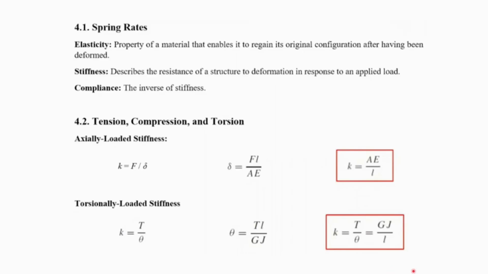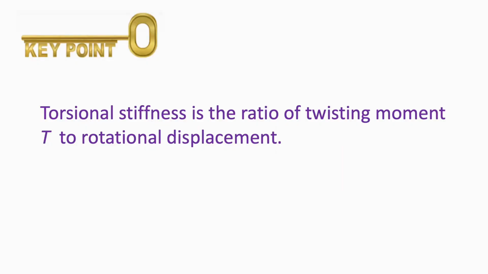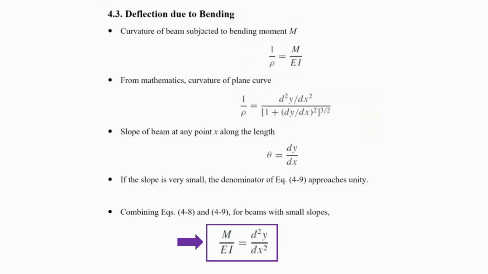And how we can calculate the torsional stiffness? The ratio of applied torque to the angular displacement, it is very similar. And we can replace the angular displacement by TL over GJ. And here, as you can see, we obtain the torsional stiffness of a structure which is subjected to a torsion, and the first one is the stiffness of a structure which is axially loaded. Key point. Torsional stiffness is the ratio of twisting moment T to rotational displacement.